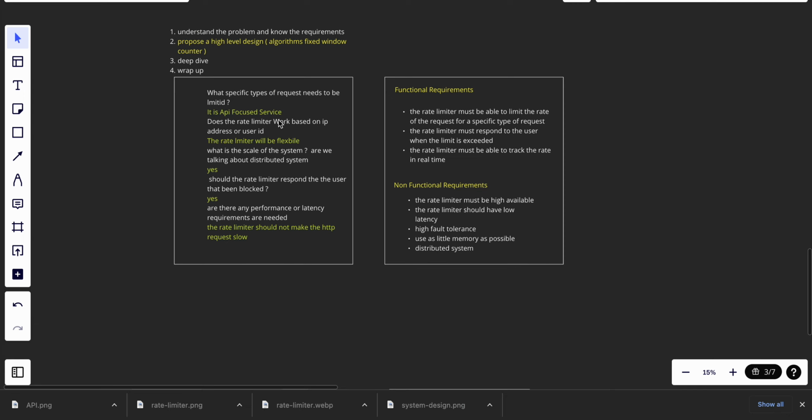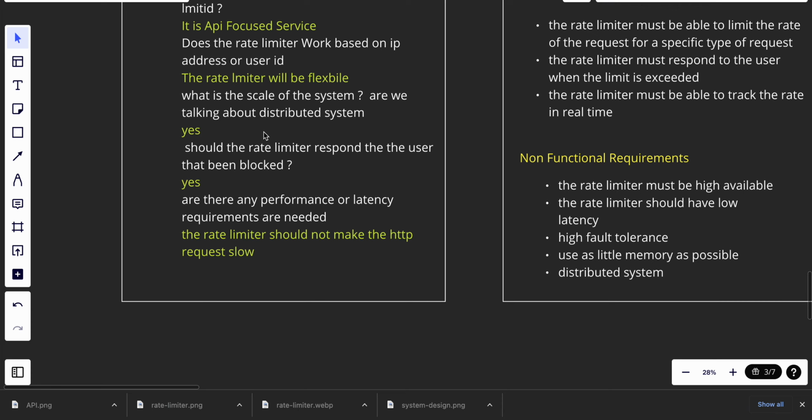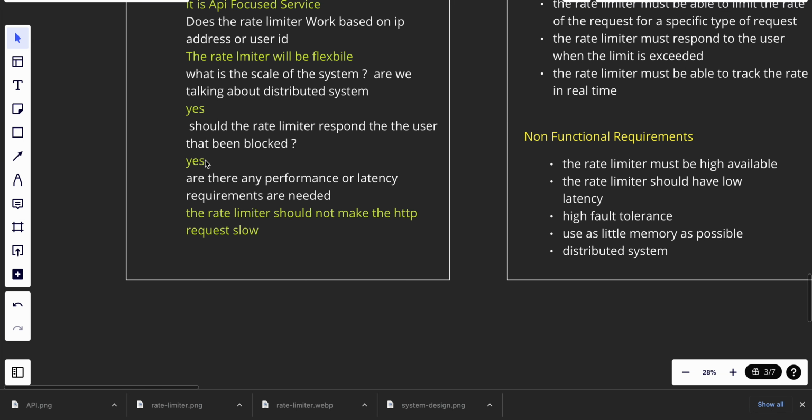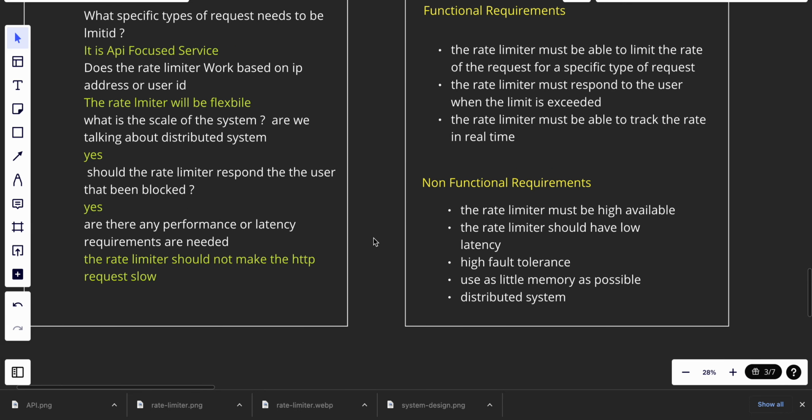So first we ask what type of rate limiting we are talking about here, and it's API focused. Then we want to know whether the rate limiter works towards an IP address or user ID, so we know which algorithm we'll use. The rate limiter should be flexible, so it should be easy to implement. What is the scale of the system? Are we talking about a distributed system? Yes, so we'll put a scale into our calculations. Should the rate limiter respond to the user that is being blocked or throttled? Yes, we expect that. Are there any performance or latency requirements? We should have super low latency; the rate limiter should not make the HTTP request slow.